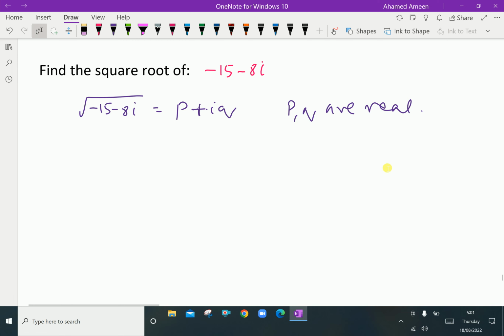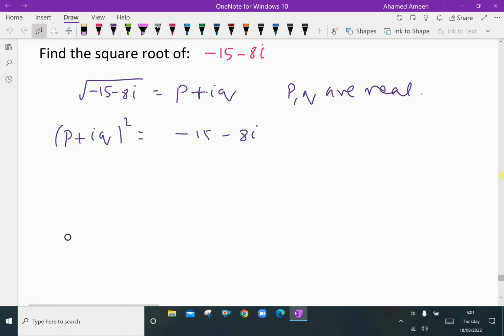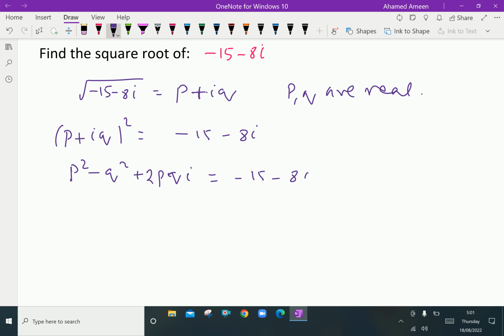Now, squaring both sides, we have (p plus iq) squared equal to minus 15 minus 8i. Here (p plus iq) squared expanded is p squared minus q squared, because i squared is minus 1, plus 2pqi, which is equal to minus 15 minus 8i.